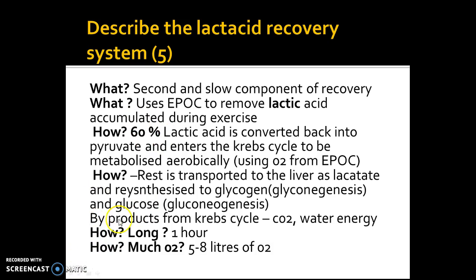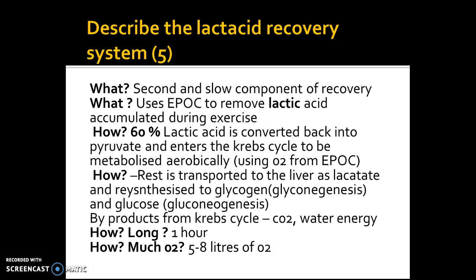Now the other way it happens, the rest of it, I mean we could talk about other percentages, but I think for this let's just stick to basics. The rest is transported to the liver as lactate. If you imagine it going back up, rather than going into the Krebs cycle like the first 60%, the rest of it is transported. It's then resynthesized and goes back up the aerobic system chain. So it's resynthesized to glycogen via glycogenesis, remember my fun saying from last time, and then also going back up again to glucose via gluconeogenesis.